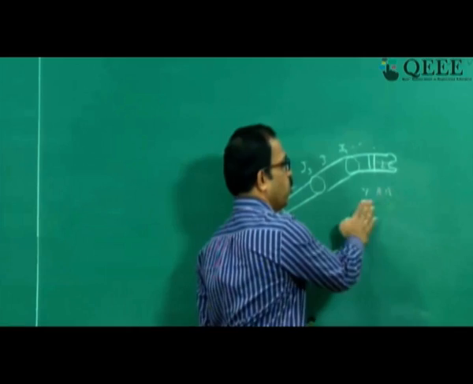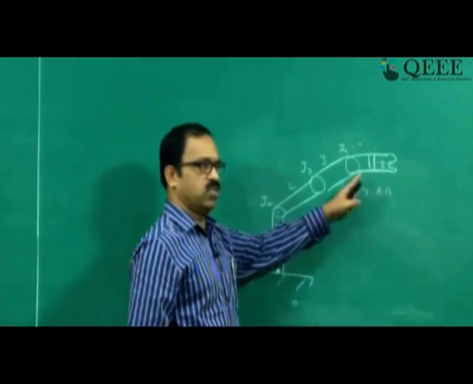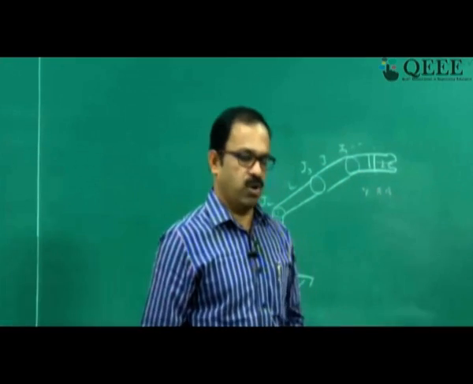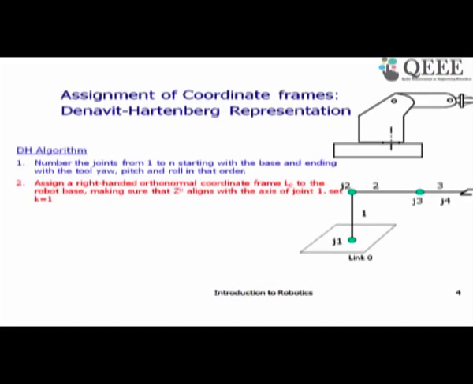So this will be the order in which you will be assigning the last three joints, and the first three will be for positioning, last three for orientation: yaw, pitch, roll. And once we do this, we start with the first coordinate frame, which is the 0th frame. So that is the first coordinate frame, which will be assigned as a right-handed orthonormal coordinate frame.